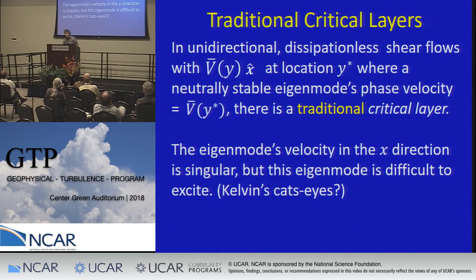Critical layers used to be taught 30 years ago in a standard fluid dynamics class. Now, like a lot of things, they're not taught. When you have a unidirectional shear flow, like what we just showed you, going in one direction and only a function of one variable, the cross-stream direction, if you've got a neutrally stable eigenmode, and there's a place in the flow where the eigenmode's phase speed matches the actual fluid speed, you can get what's called a critical layer, where you can get a singularity. If you put in a little dissipation, the singularity is really big, but it doesn't go away. Kelvin's cat's eyes are a wonderful example. They're not very important because it's really hard to energize them, and when you excite them, they just poop out on you, they decay.